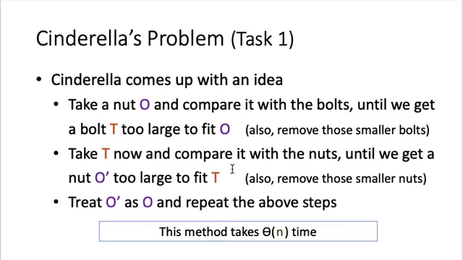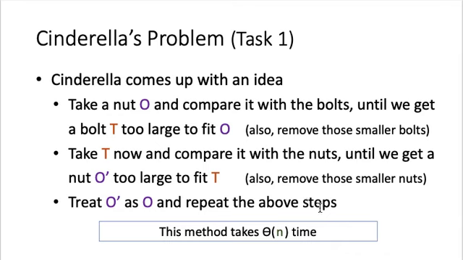We do so until we get some nut, let's call it O prime, that is too large to fit T. And similarly, along the way, when we discover some nuts which cannot be the largest nut, we are going to discard them. Now by doing this, we start with a certain nut, we get a larger bolt, and then we get an even larger nut. We will continue this process, switching again and again between the nuts and the bolts. Eventually, we must hit the largest nut or the largest bolt. If we get the largest bolt, after that we will be able to get the corresponding largest nut. And similarly, if we get the largest nut first, we will be able to get the largest bolt.